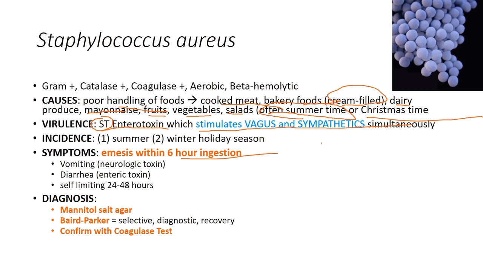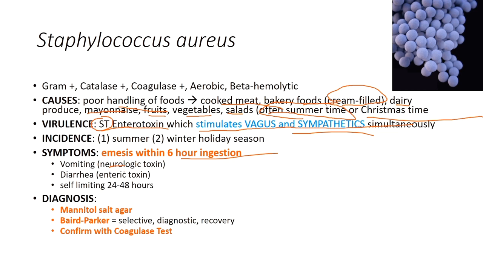And maybe they give you, oh, we had Staph aureus growing. How did the toxin work? Vagus sympathetics at the same time. So parasympathetics and sympathetics stimulating, that's going to cause emesis. And we would refer to that ST enterotoxin also as a neurological toxin.